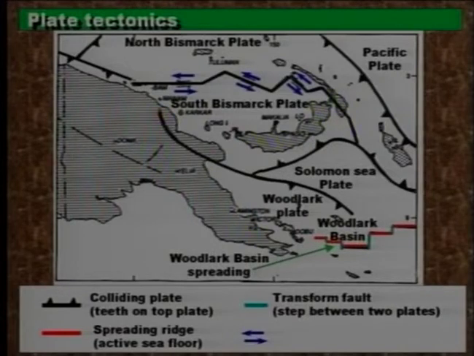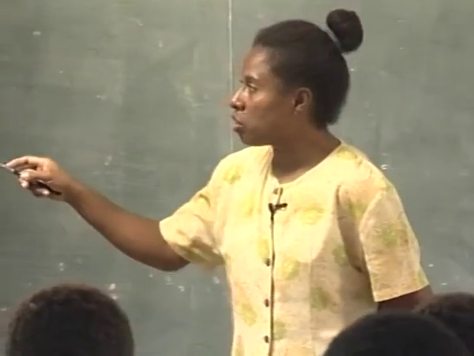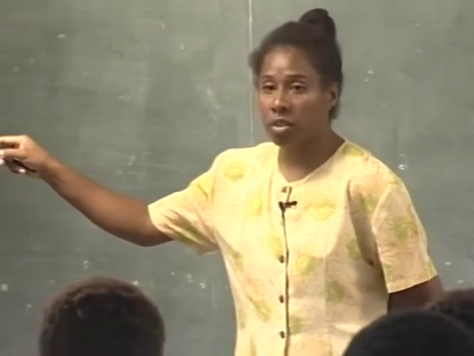Quickly, Doreen. Anita, going to help Doreen? Or Doreen, you have an answer? Okay, let's go, Doreen, quickly. A transform fault. Okay, you have a transform fault, which is actually occurring where? Where the Woodlark Basin is.